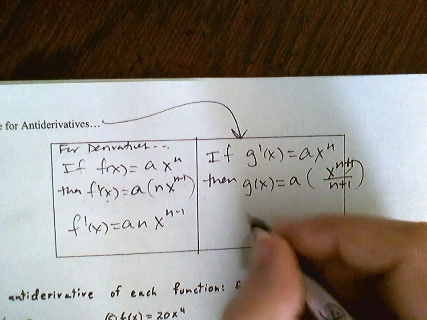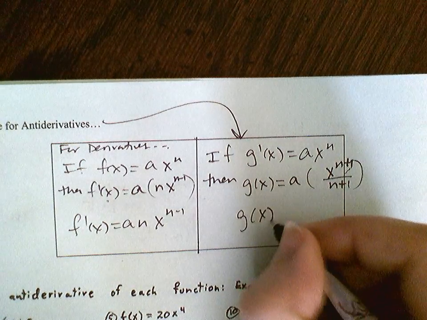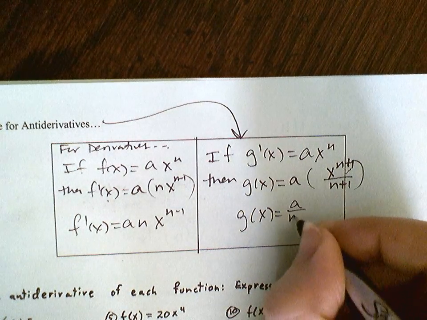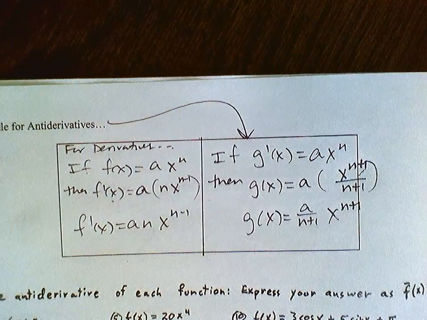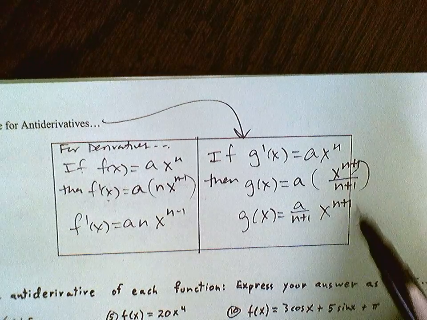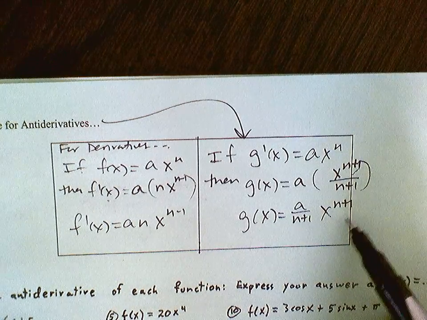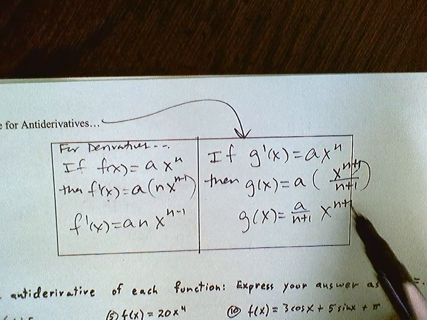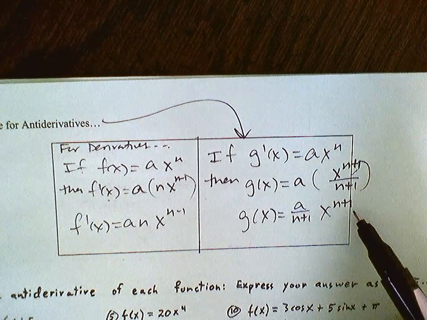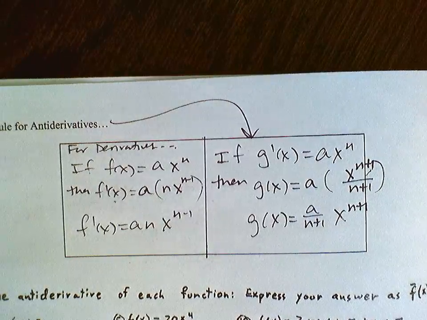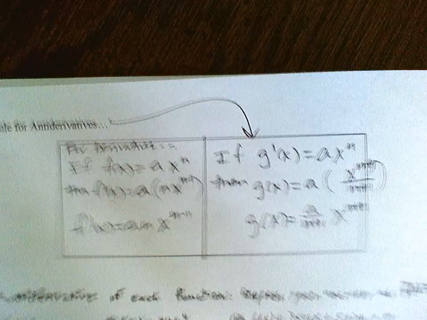So that's how this works. So we're going to have g of x in the end being a over n plus 1 times x to the n plus 1. And then give this a shot. If you took the derivative of this, you'd have to move the n plus 1 out front, which would make it cancel with that denominator, and then you'd have to subtract 1, so you'd end up back at the beginning. Okay, so we have to know that formula by heart.